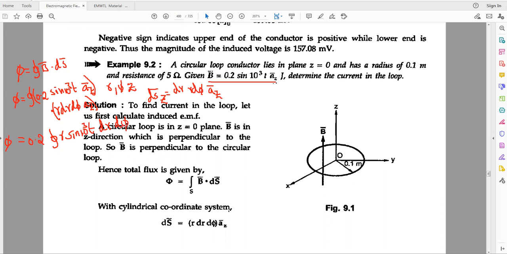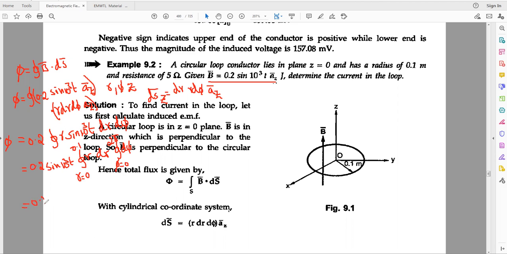And here, with respect to R and with respect to phi, the remaining terms are all constant. So you can write this as 0.2 sine 10 cube t, which is a constant, times integral R dr integral d phi. The phi varies from 0 to 2 pi, you already know. And the radius is given as 0.1 meters, so you can take R from 0 to 0.1.